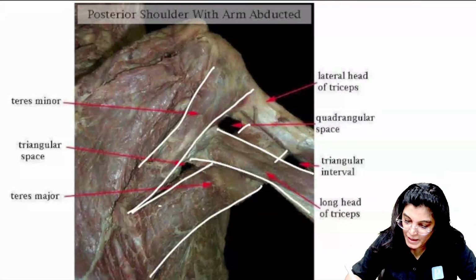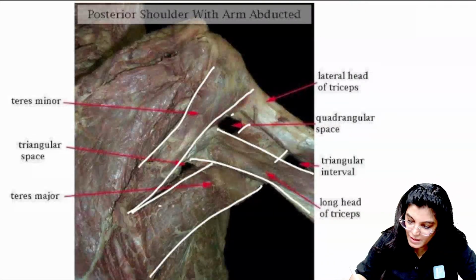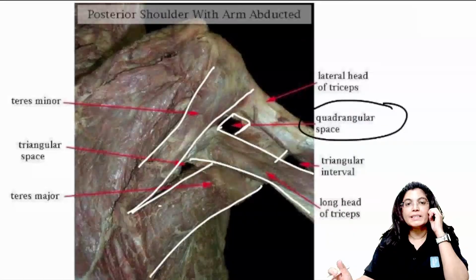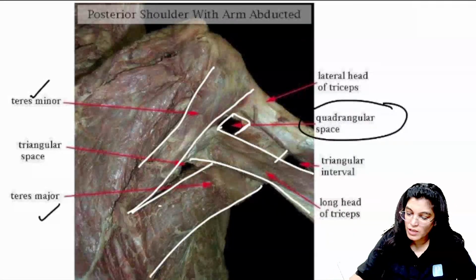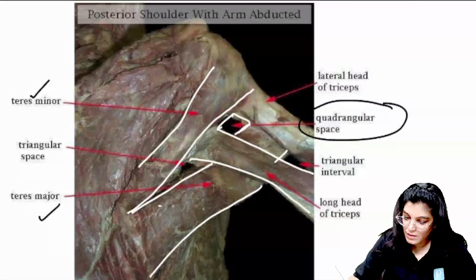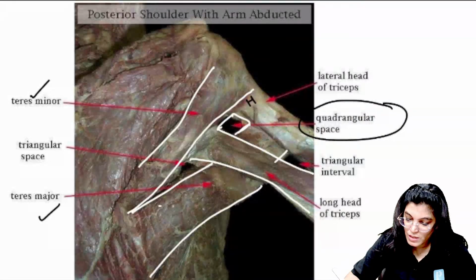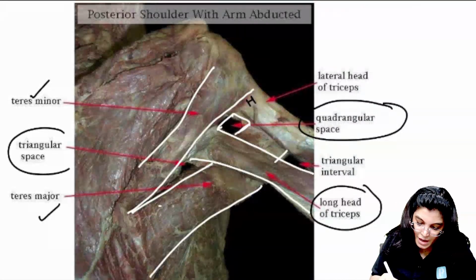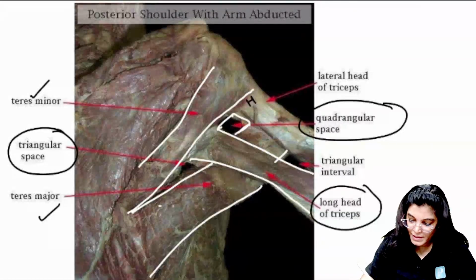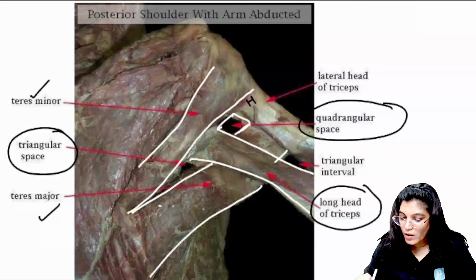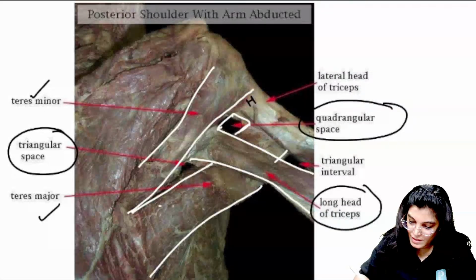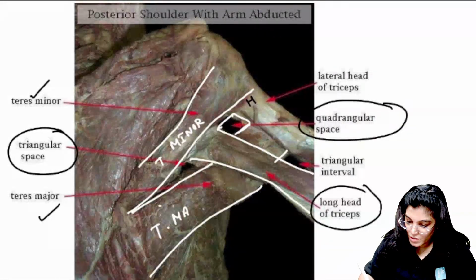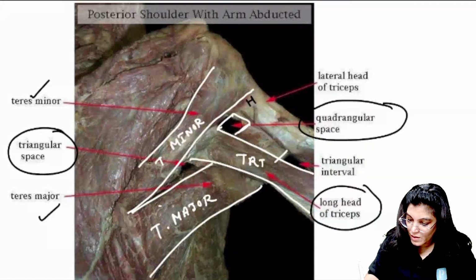Okay. This space is the quadrangular space, which is bounded by the following: superiorly teres minor, inferiorly teres major. Here we have the humerus bone. This is the surgical neck of the humerus, and the long head of triceps medially. In the upper triangular space, superiorly we have teres minor, inferiorly teres major, and the long head of triceps laterally. So this is teres minor, this is teres major, and we have the long head of the triceps muscle.